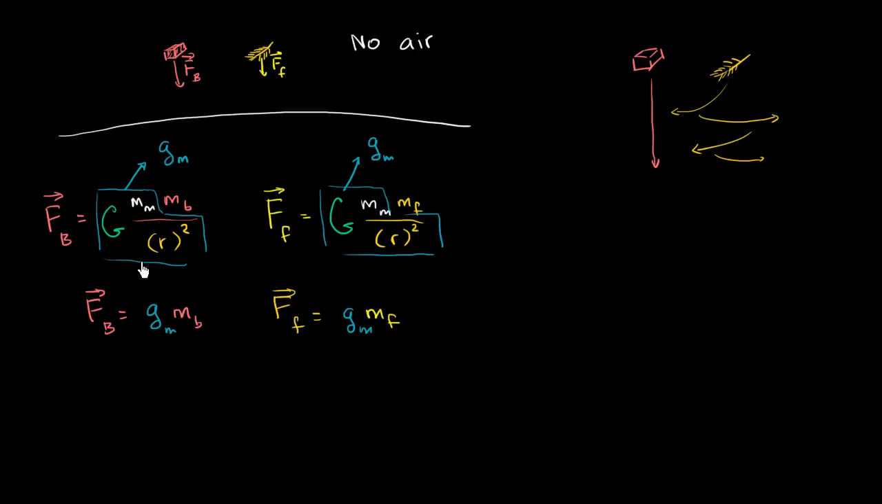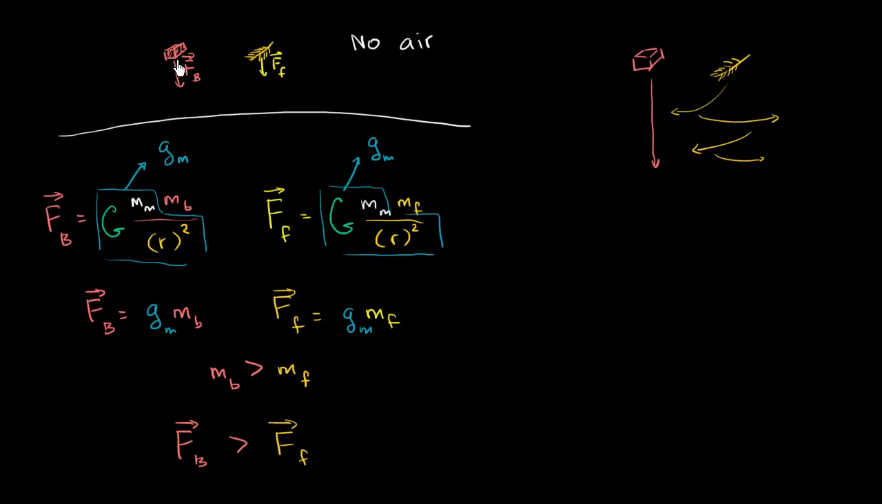So now, assuming that the mass of the brick is much greater than the mass of the feather, which is a reasonable thing to assume, what's going to be their relative forces? Well, here you have a greater mass times the same quantity. Here you have a smaller mass times the same quantity. So if the mass of the brick is greater than the mass of the feather, it's completely reasonable to say that the force of gravity on the brick is going to be greater than the force of gravity on the feather.